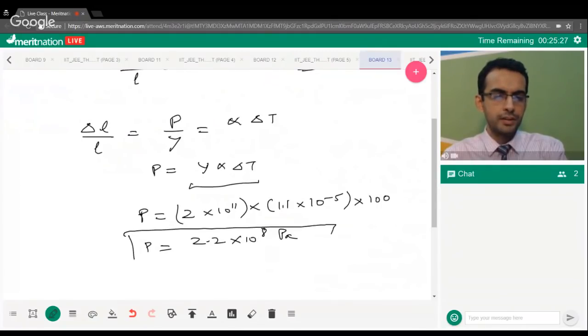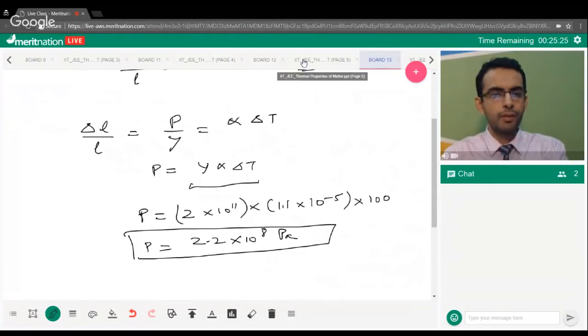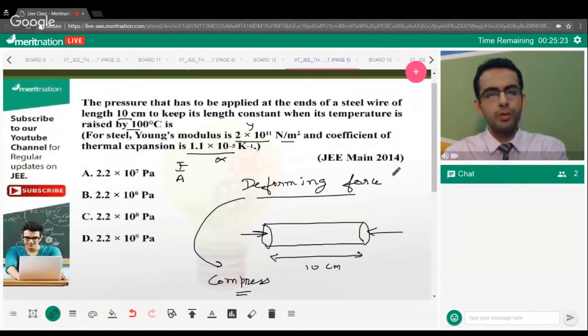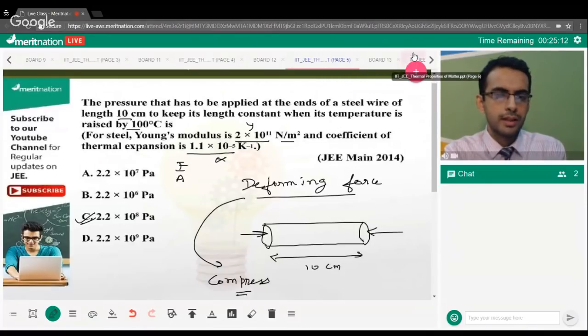That's the pressure that has to be applied in order to just stop the chain in the length of this given wire. Okay. So now let's see the other question.